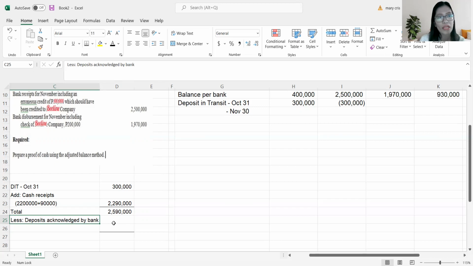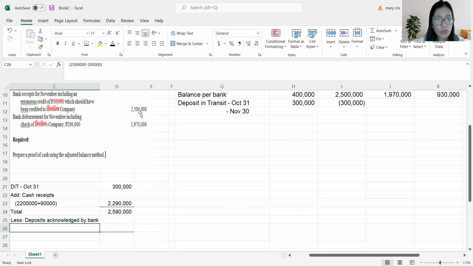So if our bank credits include credit memos, we have to eliminate those. We have to deduct that from the deposits acknowledged by the bank, because what we want here is only the amount of deposits from the entity that were acknowledged by the bank. So in this case, the bank receipts amounted to 2.5 million.